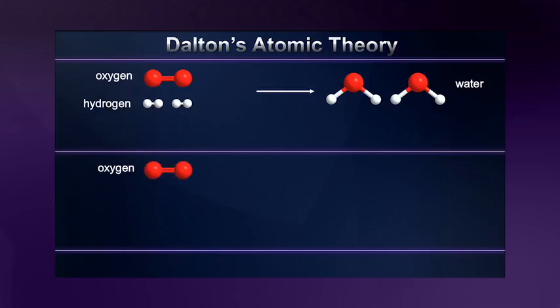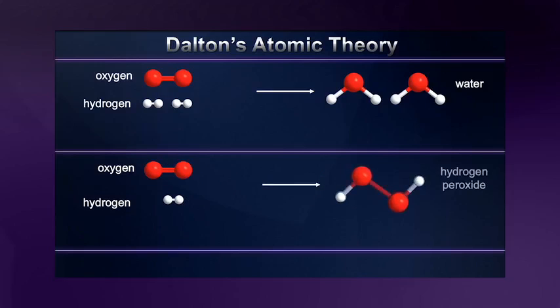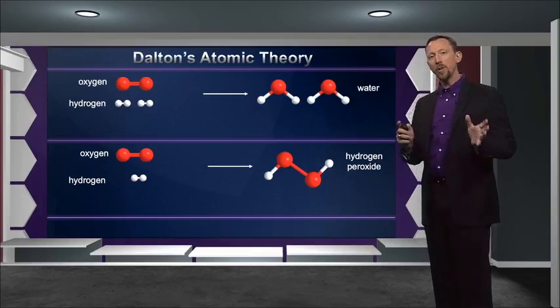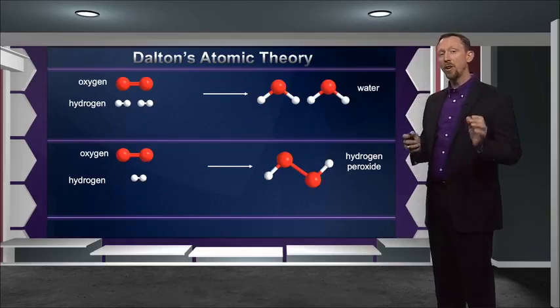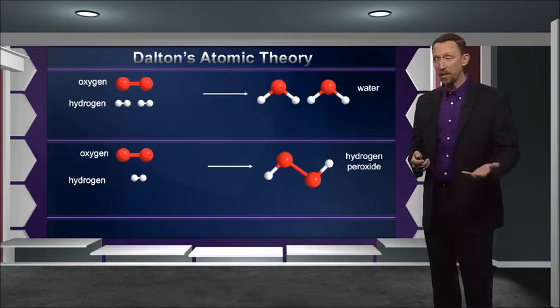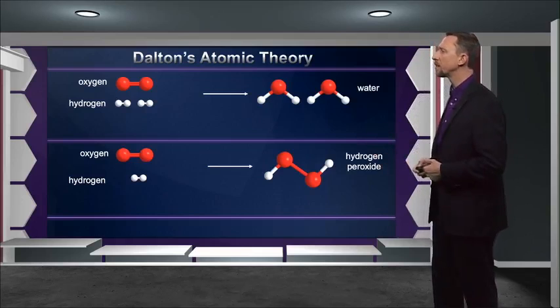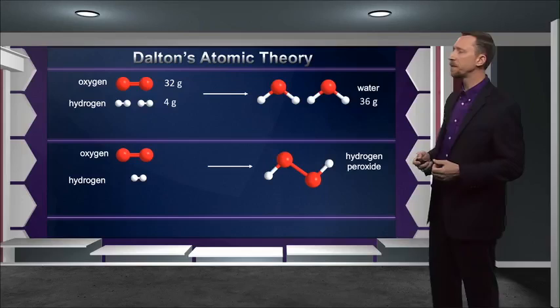Similarly, we can react oxygen with hydrogen, but instead have 1 oxygen react with 1 hydrogen molecule. And in this case, we create a different compound known as hydrogen peroxide. Now, Dalton could have made both of these, and he could have determined the masses of his starting materials and his products. So let's say that he does this.